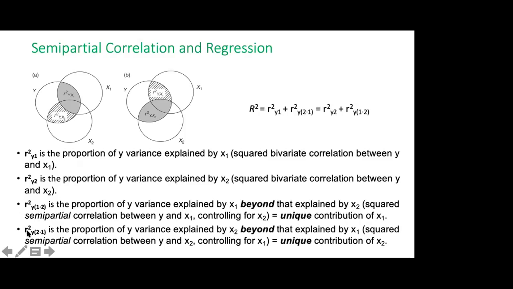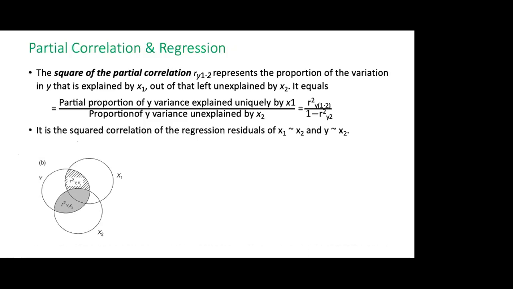And the squared semi-partial correlation between the outcome and the second predictor is a unique contribution of the second predictor. So that is the amount of variance in the outcome that is not already explained by the first predictor. But that is really important to understand. Really, really important. Okay.